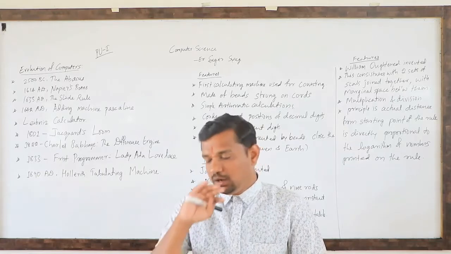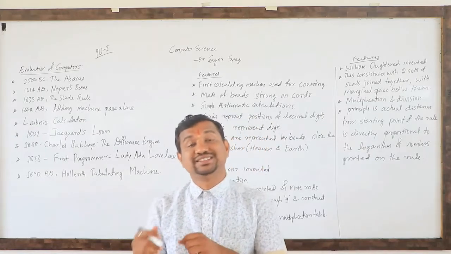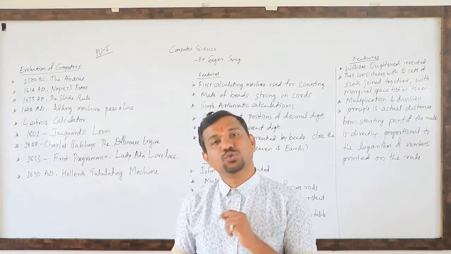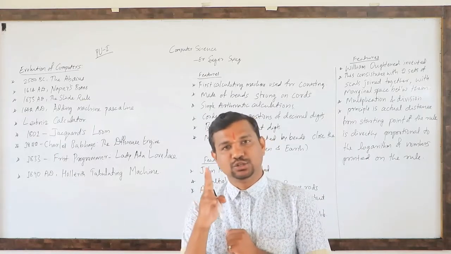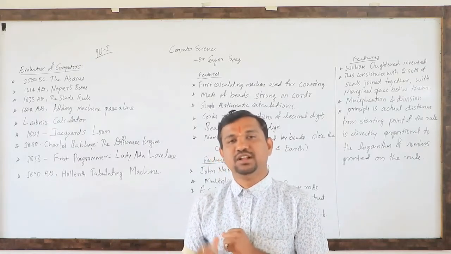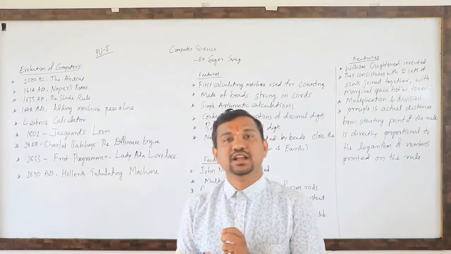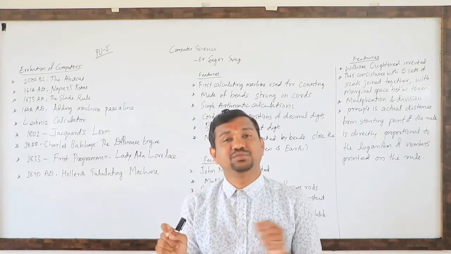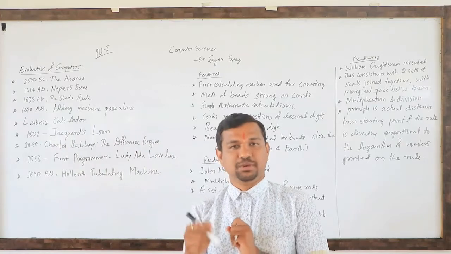And software. Software means the set of programs, the set of instructions that tell the computer what to do and when to do it. In software there are two types: application software and system software. The system software makes all the arrangements, controls and maintains everything. The application software is just to make the interface between the user and the hardware. That is the application software.